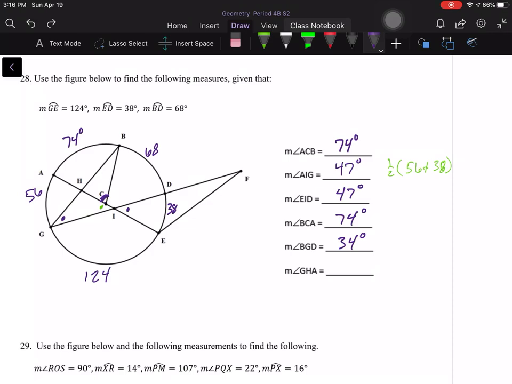Okay, and then the last one, GHA. So GHA, if I draw those in, I know that I have half of 56 plus 68 and 38 makes 106. So half of 56 plus 106 is going to be 81 degrees.